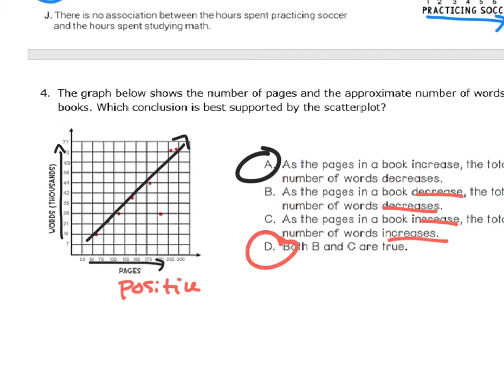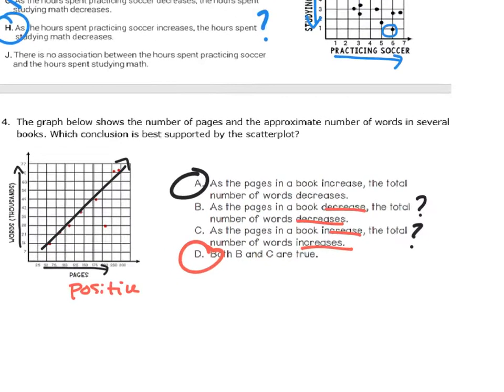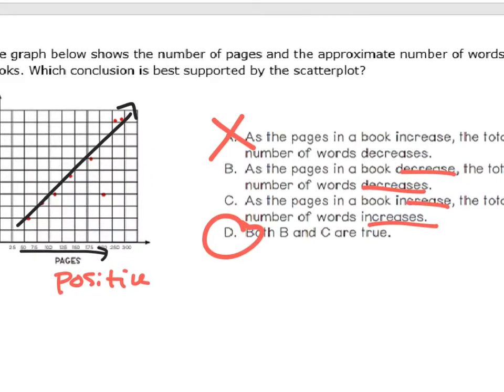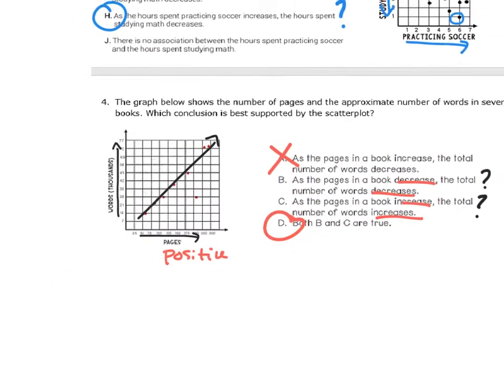So my answer choice, whoops, didn't mean to circle that. This should have been an X, sorry about that. A is not true. Okay, so my answer choice is D. Both B and C are true. Make sure I didn't skip one.